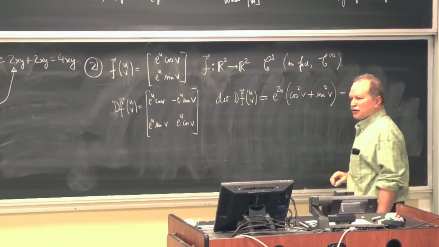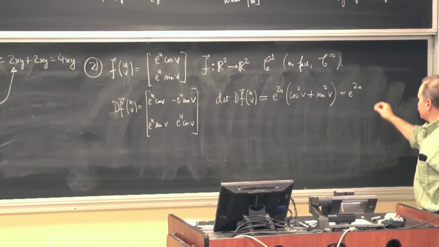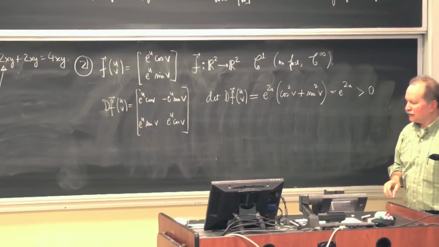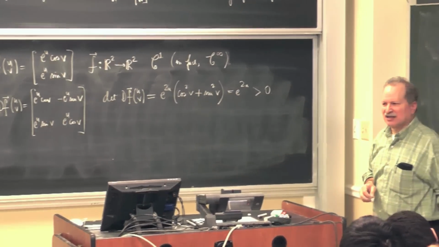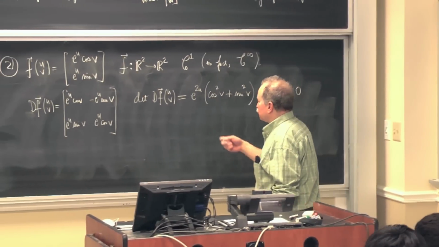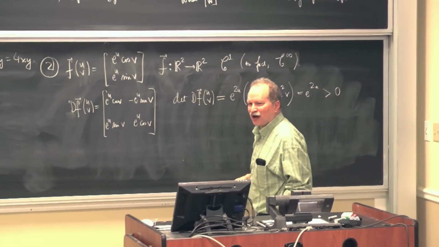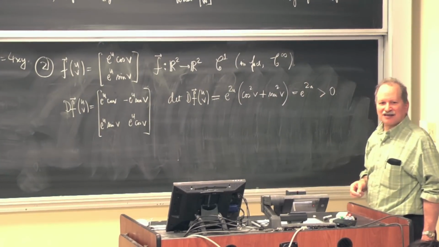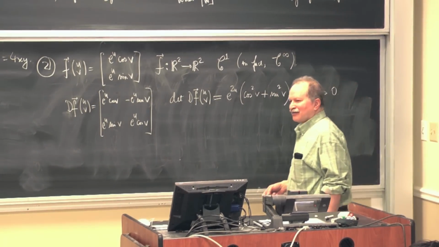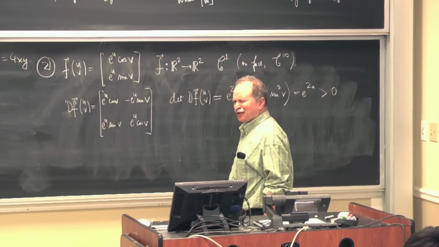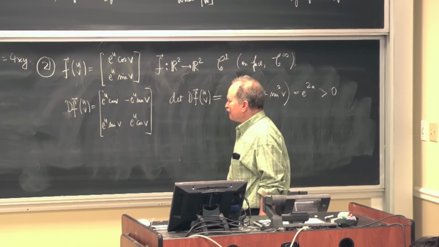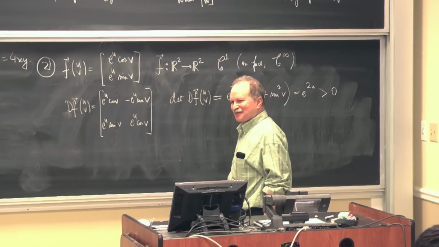What do you know about e to the 2u? It's never zero. It's always positive. Would you care to make a conjecture if the derivative is always non-singular? Do you have any conjecture you'd like to make? You always find there's a global antiderivative. You don't mean antiderivative, global inverse. Fell right into the trap. But it's just periodic.